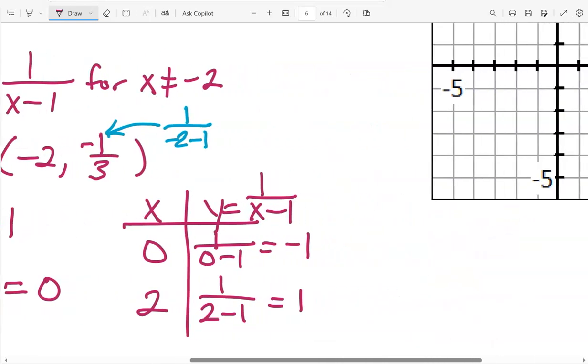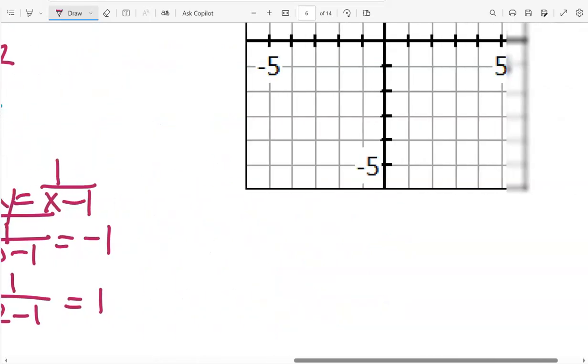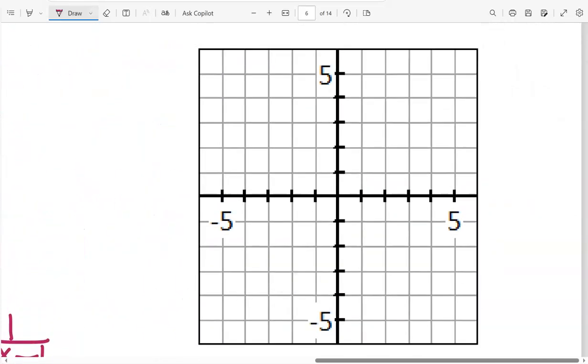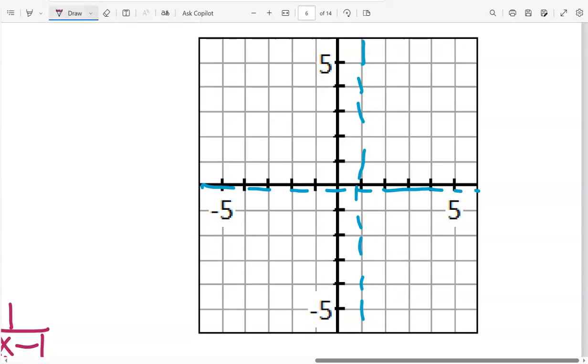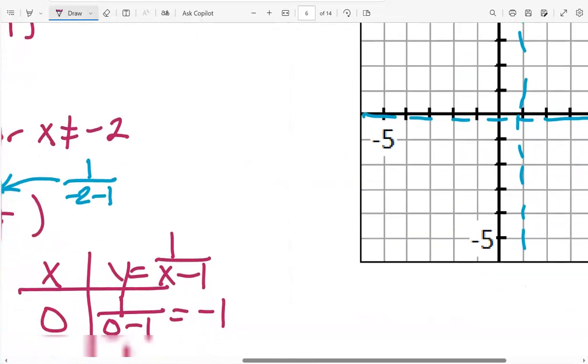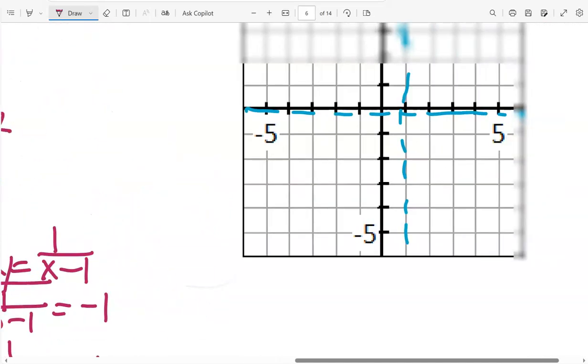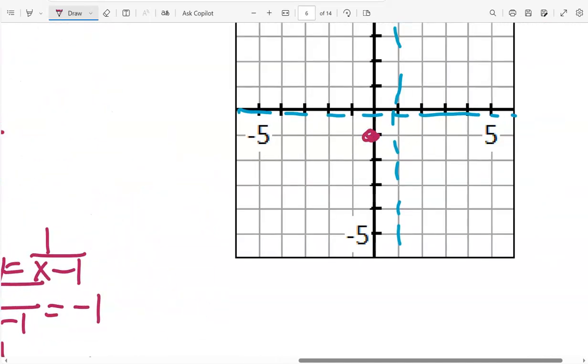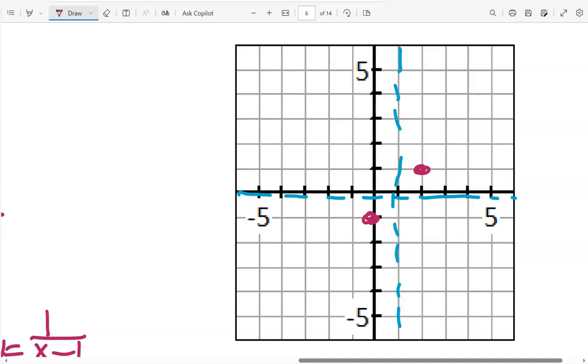So let's graph our asymptotes. We've got x equals 1 and y equals 0. And then we have a branch with 0, negative 1, and a branch with 2, positive 1. Filling in the rest of this hyperbola, the graph will look like this.